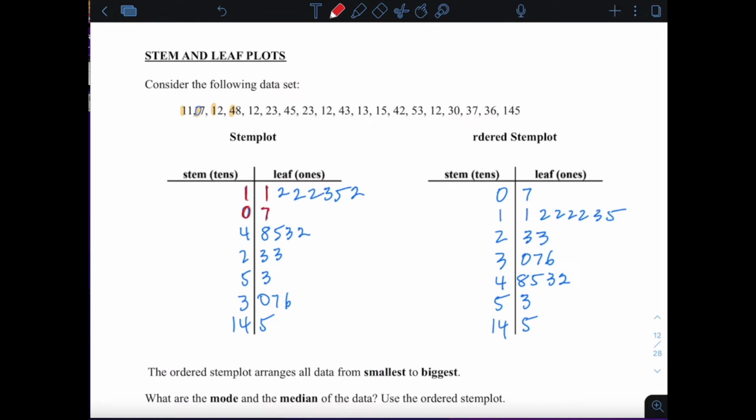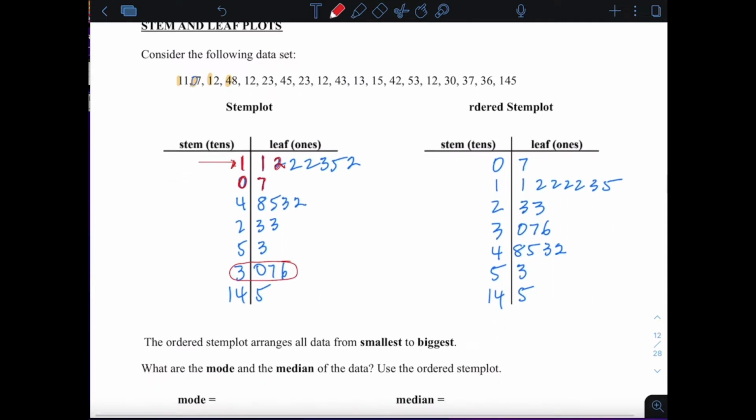Now my next number is 12. I don't have to rewrite that tens column because I already have it. So I'm going to go to this row here and I'm going to add a 2. So I can see that from the 1 in the tens column and the 2 in the ones column, that actually ends up being 12. So if I were to look at, say, this row, I know that the numbers 30, 37, and 36 should be in my list of numbers, which they are.